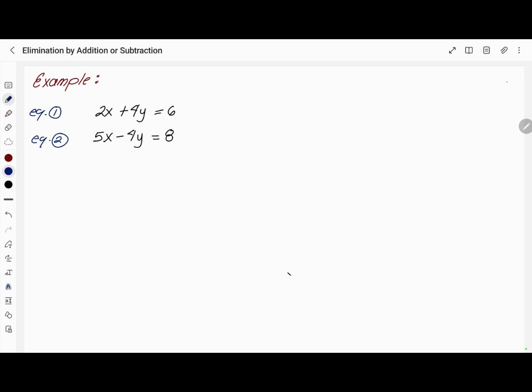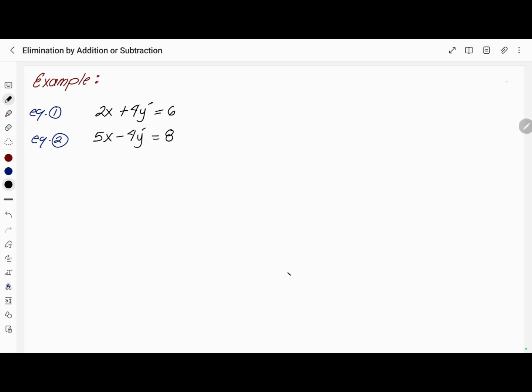To solve this, choose a variable that you want to eliminate. My advice: choose a variable that is easy to eliminate, and also make sure that variable has opposite signs in each equation. In this case, it is the variable y, or the term 4y. In equation 1, as we observe, we have positive 4y, and for equation 2, we have negative 4y. So they are opposite signs. It would be easy for us to eliminate this variable.